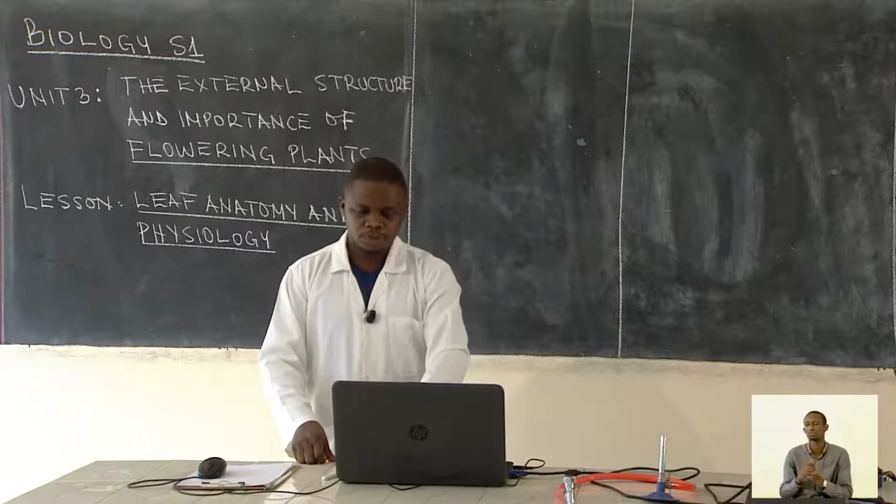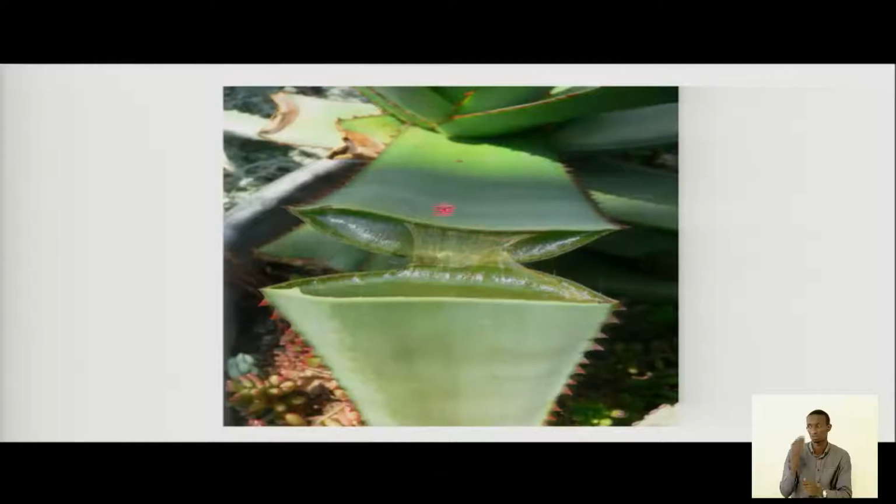evaporation. Like you see, this part of the plant is very thick, and that means inside this plant is flesh, and they are able to store a lot of water for a long time. They are able to store a lot of food for a long time.